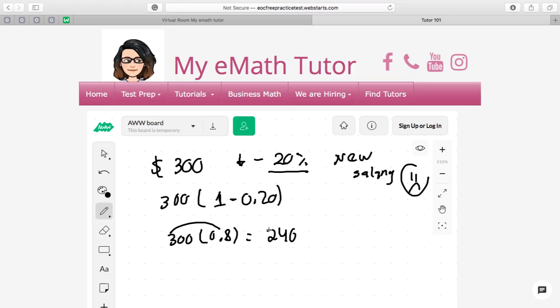Now you can also do this without a calculator. You can just rewrite this as a fraction, 300 times 8 over 10. This cancels out, and then look, 30 times 8 equals 240. We have a lesson on decimals that you can check, and you're going to see how I make these decimals into fractions so we can do the math faster.